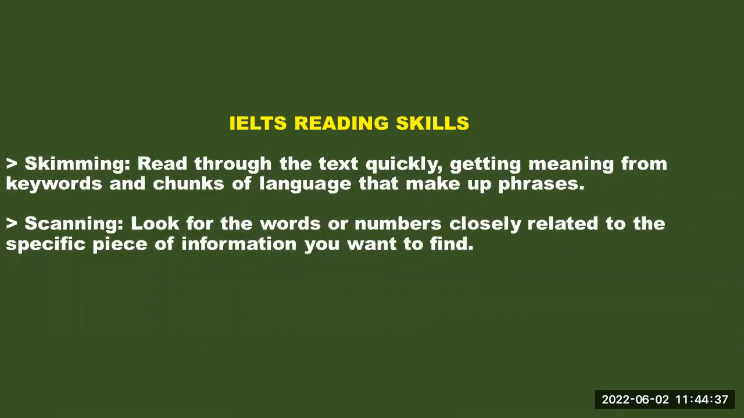Now, let's look at the skills that you need in order to answer questions correctly in the IELTS reading test. The first is skimming. To skim is to read through the text quickly, get meaning from keywords and chunks of language that make up phrases. It's the normal reading. Don't get it twisted. The important thing is for you to read a text and understand what it is about.